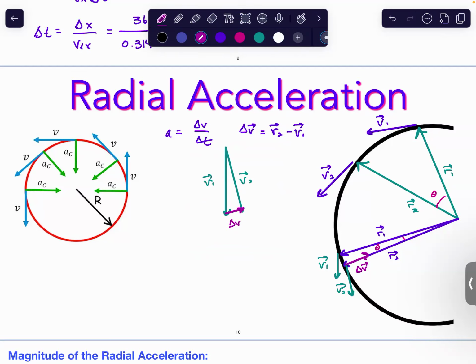If you have delta V going one direction, which way does acceleration point? In the exact same direction as delta V. So you notice your delta V is pointing radially back into the circle. Your acceleration has to be going in the same direction. And so what that gets us to is, of course, a couple ways to write this.